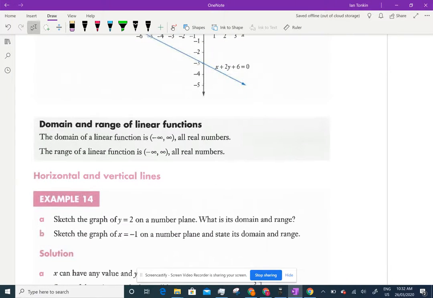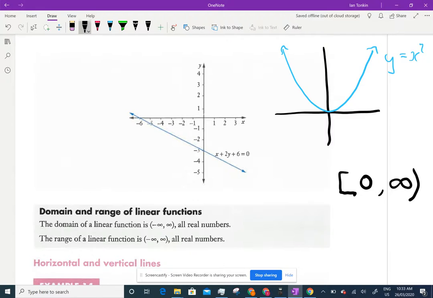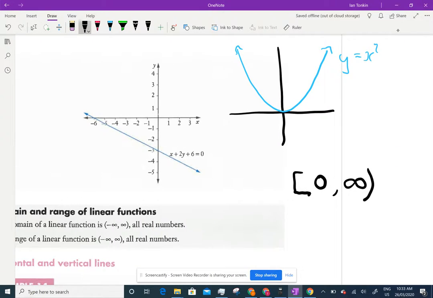Remember, if the point is included, you'd use a square bracket. So, for example, if I draw a parabola here, and I draw the domain and range. So this is y equals x squared. Now, the range goes from 0 to infinity. But we don't include infinity because you can't plot infinity. So we have a curved parentheses there, whereas we have a bracket at 0 because it can equal 0.